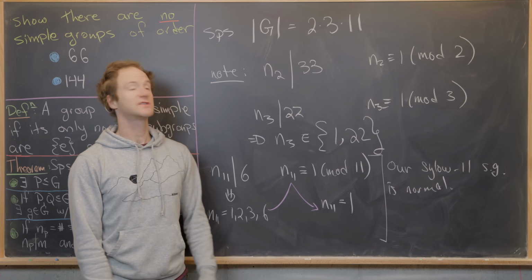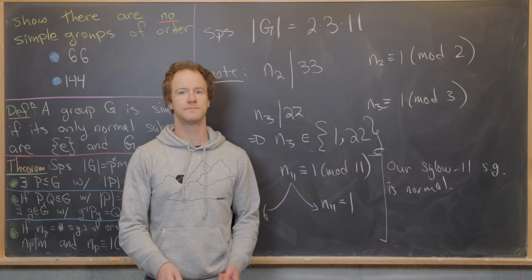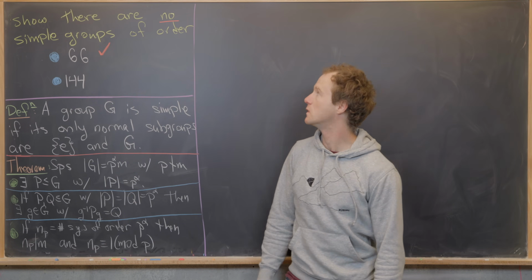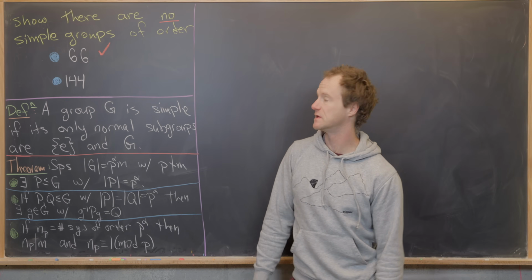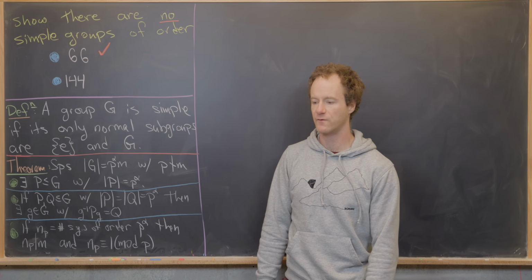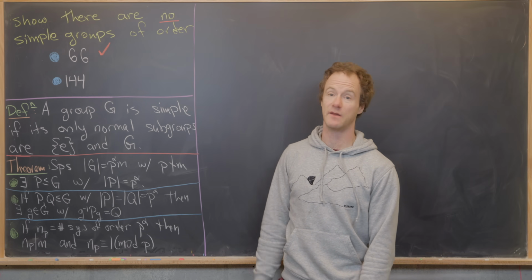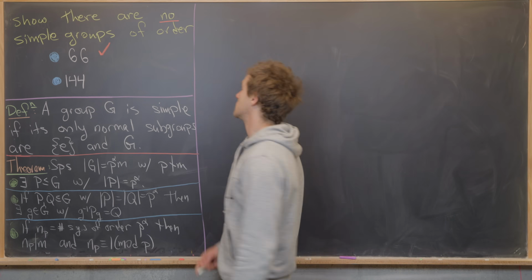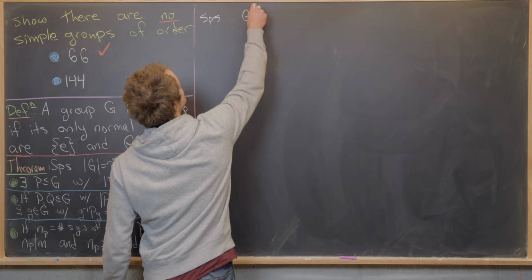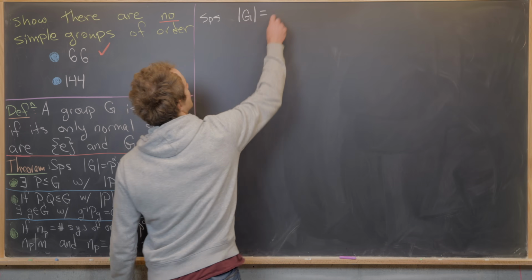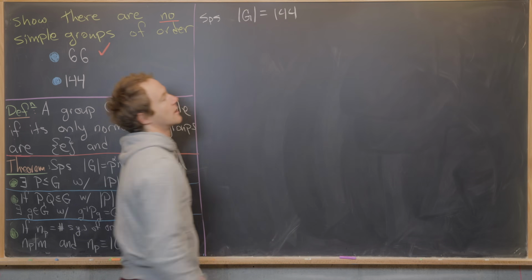Okay, so now let's look at our second case. So we just got done showing that there are no simple groups of order 66. Now we're going to see that there are no simple groups of order 144 either. And this is actually going to be quite a bit more difficult. So let's get to it. So let's suppose that we have a group G, and the order of that group is 144.